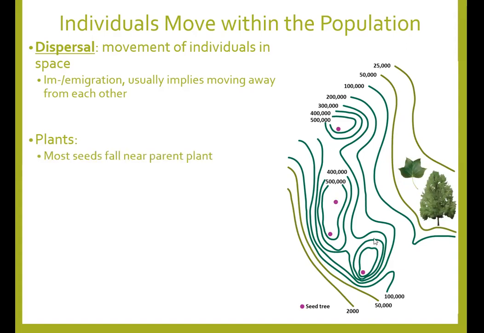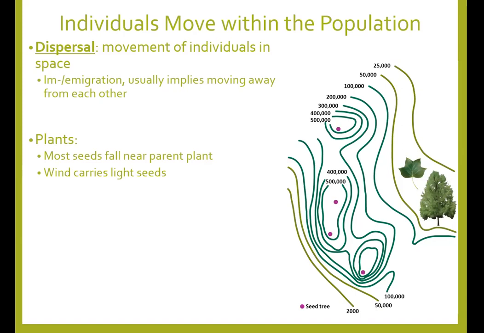For plants, for example, seeds can be dispersed. Most of them fall near the parent plant. What this image is showing you are 1, 2, 3, and 4 seed trees. I know it looks like a topographical map, but essentially each one of these rings is showing you 100,000 fewer seeds are dispersed here. As we can see, 500,000 seeds are dispersed right around these 2 seed trees, but the farther and farther away that you get, the fewer and fewer seeds are coming from these trees. And so this dispersal is kind of like emigration.